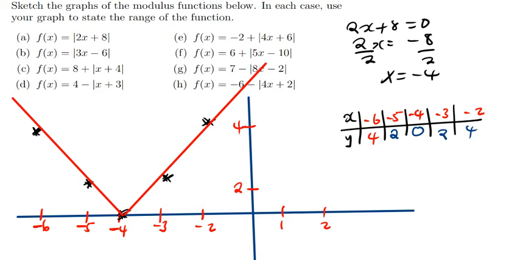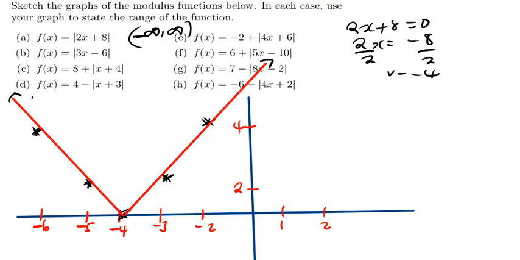Now you need to put arrows because you don't know where the graph is ending. That's the most important thing. Don't forget. So I'll add the arrows because I don't know where the graph is ending. Now the domain in this case is all real numbers, from negative infinity to positive infinity, because these are x values. Any x value is going to give us a defined output.